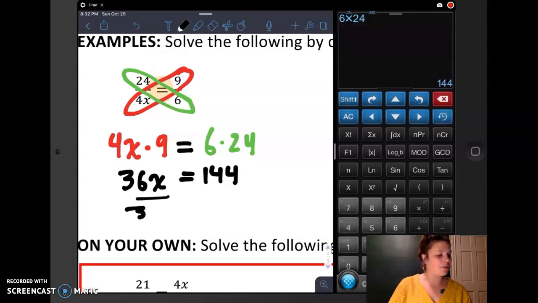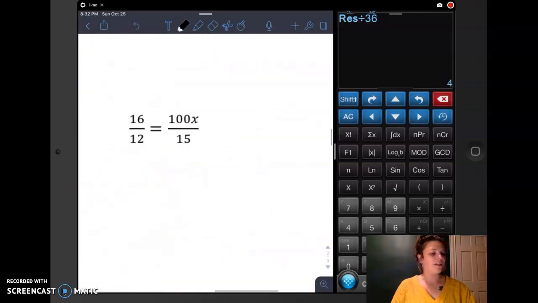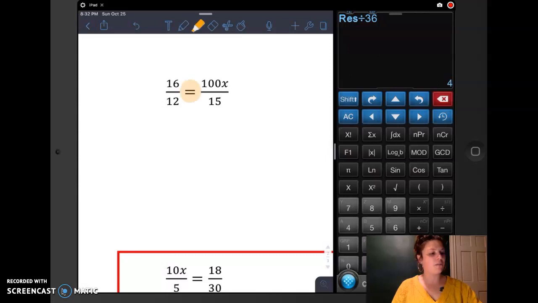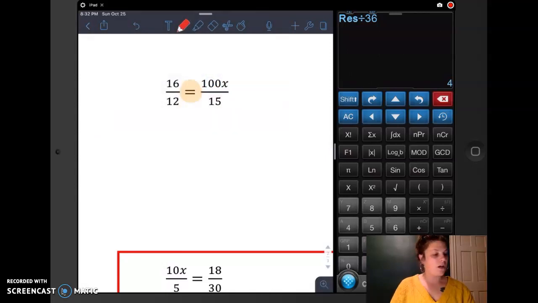All right, then divide by 36, just like we've been doing. So 144 divided by 36 is equal to 4. So we have x is equal to 4. Not too bad, right? Nothing too complicated. Let's try another one. Again, make sure there's an equal sign in between the two numbers, or the two fractions, or we call them ratios. That's the same thing.